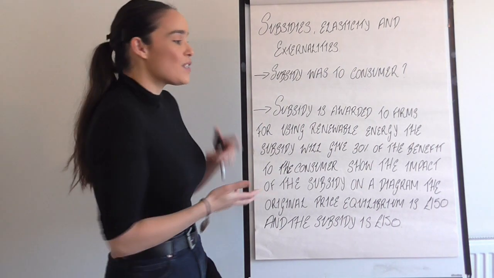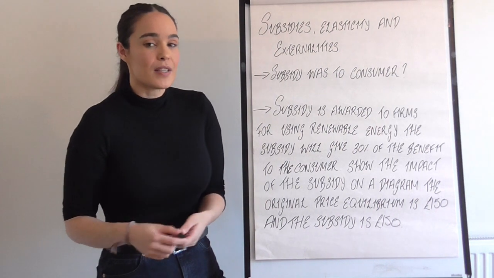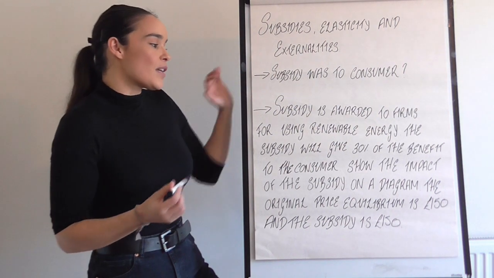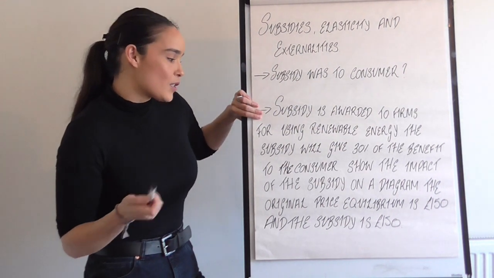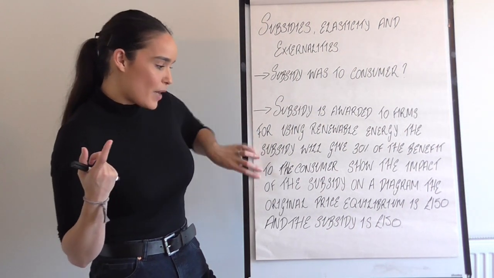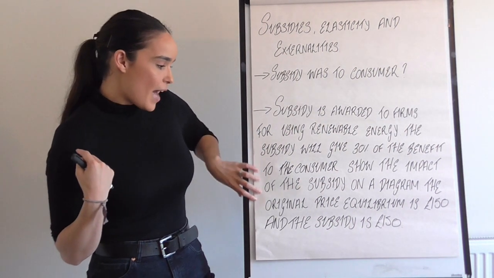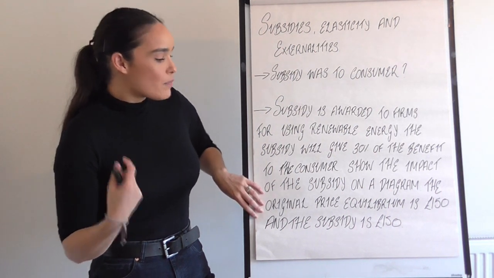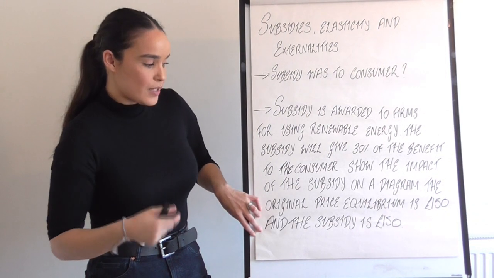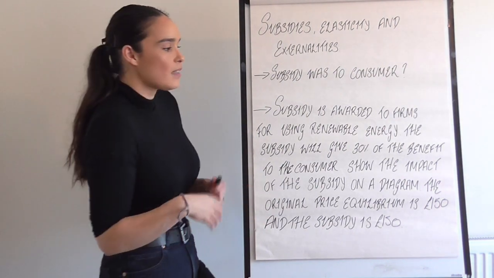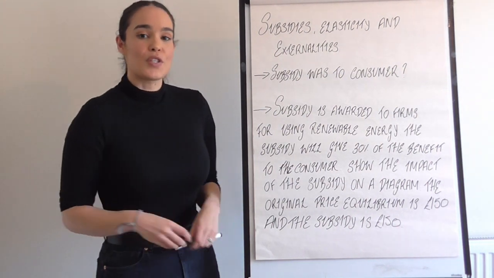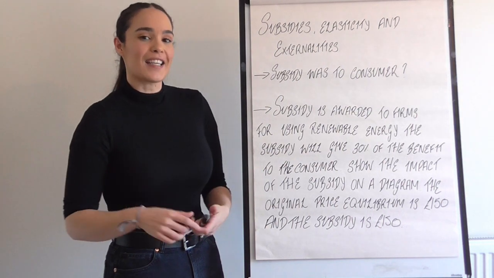Okay, so I have a question for us to start off with. I want you to think about this question, draw the diagram, answer it as well as you can, and then we're going to go through it together. So the question is this: a subsidy is awarded to firms for using renewable energy. The subsidy will give 30% of the benefit to the consumer. Show the impact of the subsidy on a diagram. The original price equilibrium is 150 and the subsidy is also 150. Have a go at doing this, and then we're going to look at what you should have produced together. Pause the video, have a good crack.